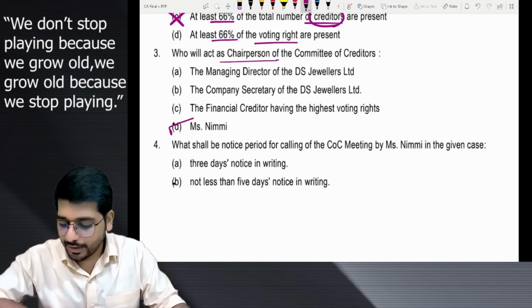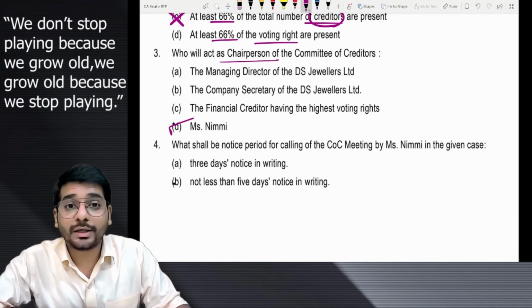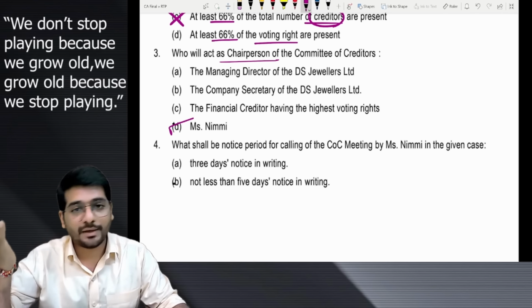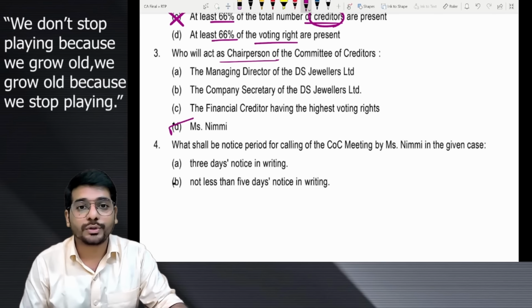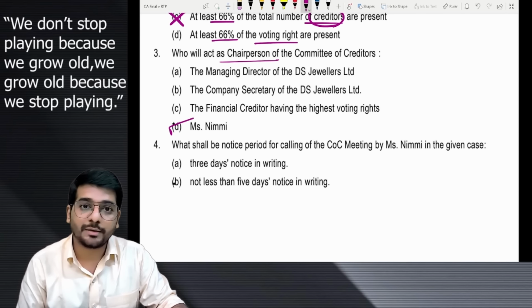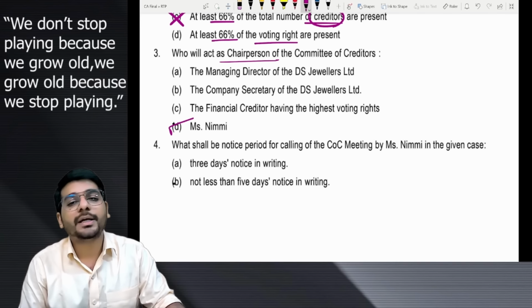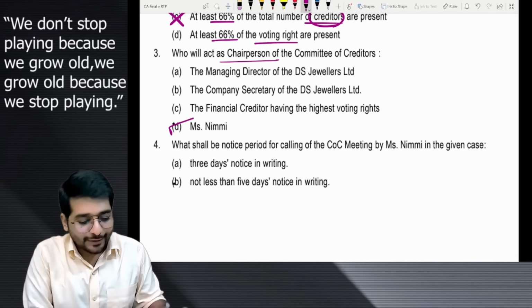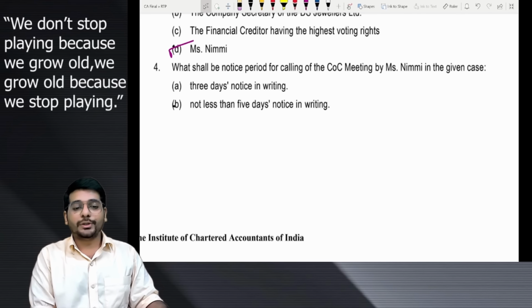Understood? Lovely. If at all you want to know this answer, you can refer to the functions of resolution professional answer in my book. In the functions part, we have given all the functions to the resolution professional in the book, and there you can interpret this answer directly from the book itself. Understood? Let's go further. What shall be the notice period for calling of the COC meeting?